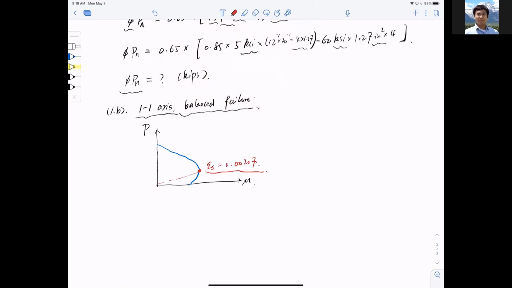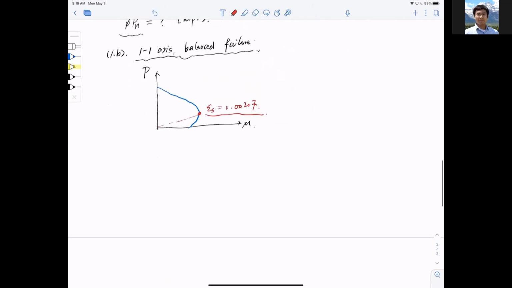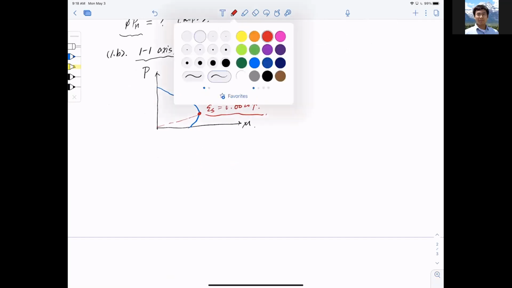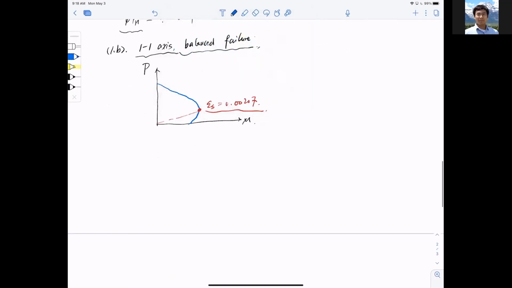Okay, given information. So with this, let's take a look at the strain diagram. So the strain diagram shows that I have a balanced failure, meaning my epsilon cu in compressive concrete is 0.003, and my strain is still epsilon s equal to 0.00207. Okay, now given this, I need to find my actual compressive zone size C, and I need to find out the rest of the things.